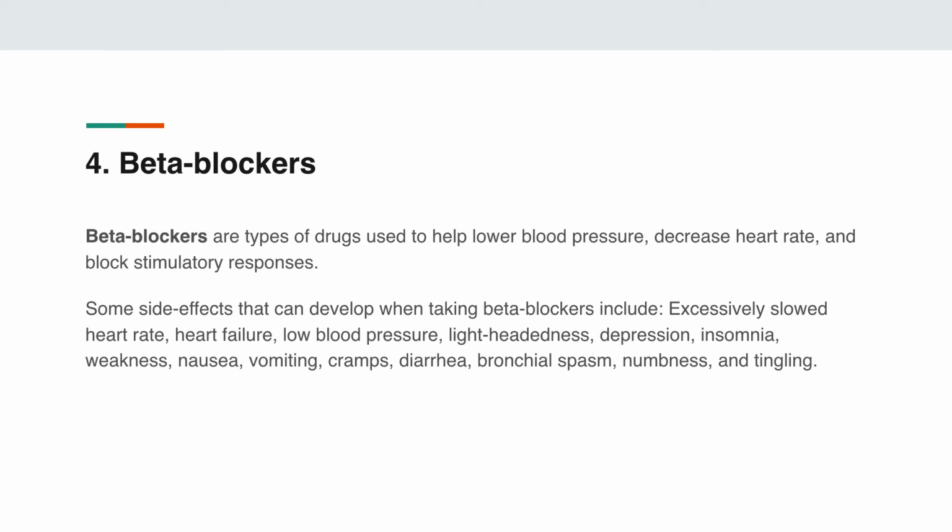Next is beta blockers. They are a type of drug that is used to help lower blood pressure, decrease heart rate, and block stimulatory responses. Some side effects that can develop while taking beta blockers are excessively slowed heart rate, heart failure, low blood pressure, lightheadedness, depression, insomnia, weakness, nausea, vomiting, cramps, diarrhea, bronchial spasms, numbness, and tingling.